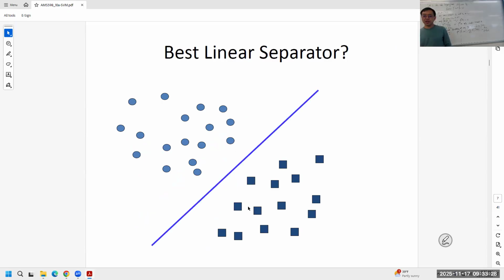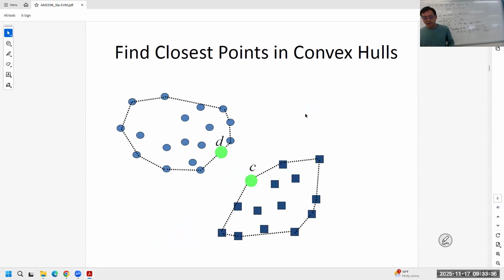You can do it this way. You can do it this way. Then how do you define what is the best linear separator? Now, the intuition is we draw the convex hull for each group. This is when you draw the outer points of each group. The shape they form has to be a convex hull. It has to be convex.